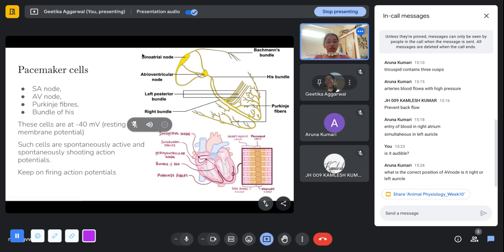Okay. So the AV node is present in the, here you can see in the image as well, it's in the right atrium. And in the video also, you can see that it was shown in the right atrium.